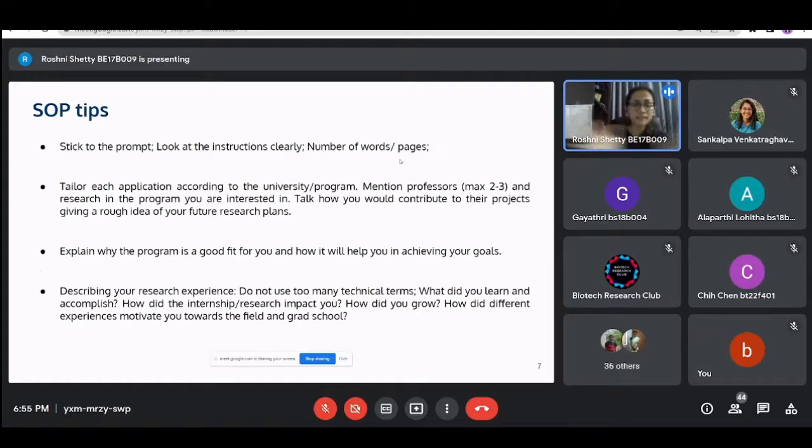So don't make it really complicated. Don't use many technical terms, because sometimes the professor might not be working in your subfield and might not be able to understand every term that you mention. So try to be straightforward, and it should be easy to read for the admissions committee.